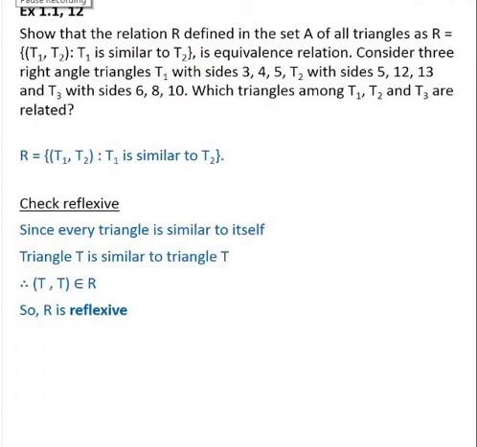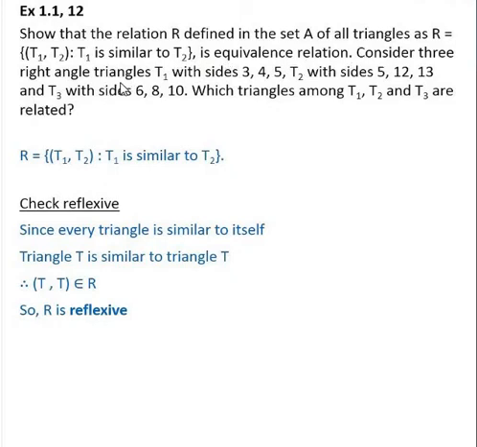Show that the relation defined on the set A of all triangles, which means set A consists only of triangles. Now relation R is defined such that for all triangles T1 and T2, T1 is similar to T2. When I introduced this concept, we discussed this type of example, in which we discussed congruence. Here we have similar, which is an equivalence relation.